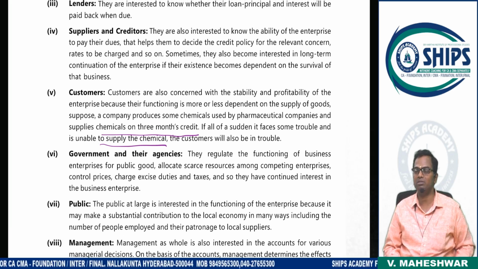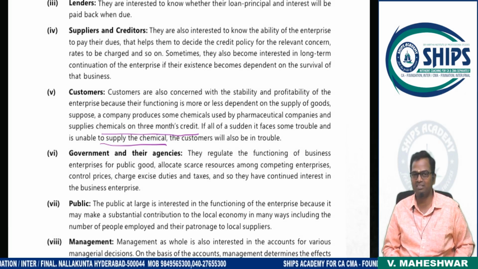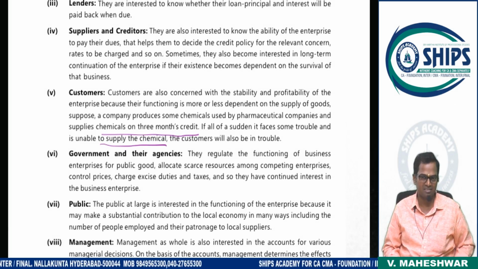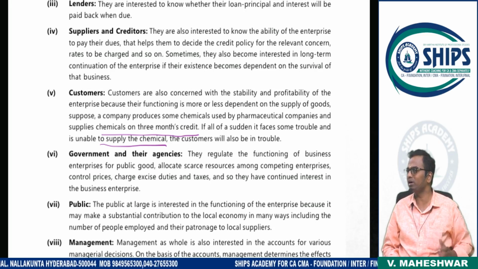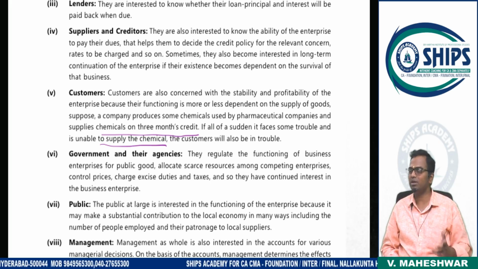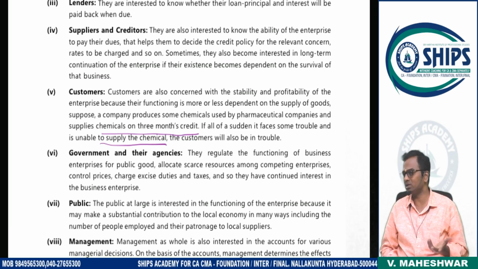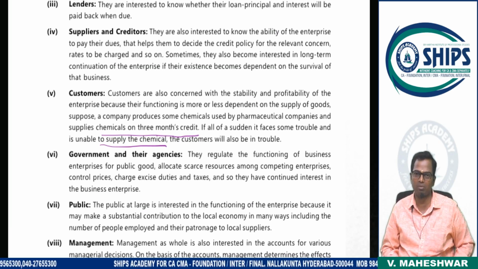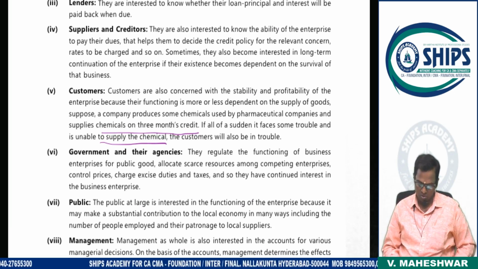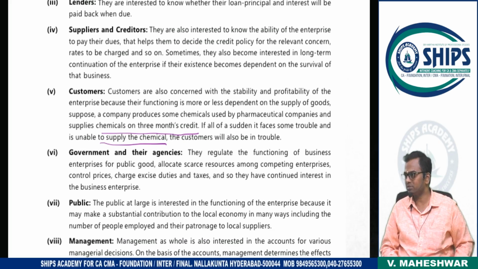Can you give an example, sir? In COVID time, masks, sanitizers, oxygen cylinders, these all were important for us. All of a sudden, if it is stopped, the customer is also troubled, sir. An alternate situation should be provided by the organization, sir. So these all are customers. So an alternate should be taken up.